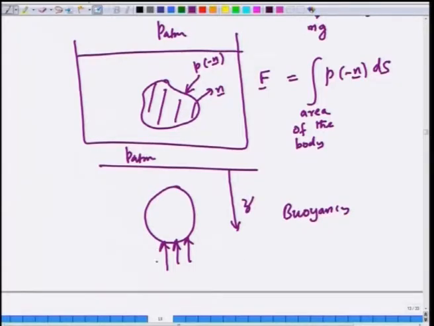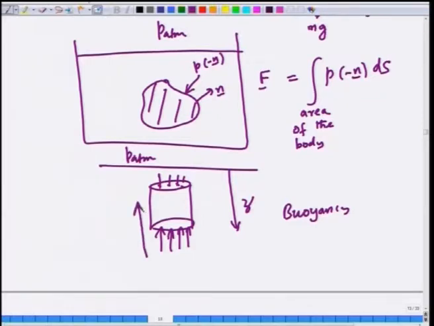Suppose you consider a simple geometric object, a solid cylinder, immersed in a liquid. The net pressure force at the bottom will be larger than the net pressure force at the top, and the difference will lead to a net force upwards, that is called the buoyancy force, and this is the Archimedes principle. And these are the topics that we dealt with in hydrostatics or fluid statics.